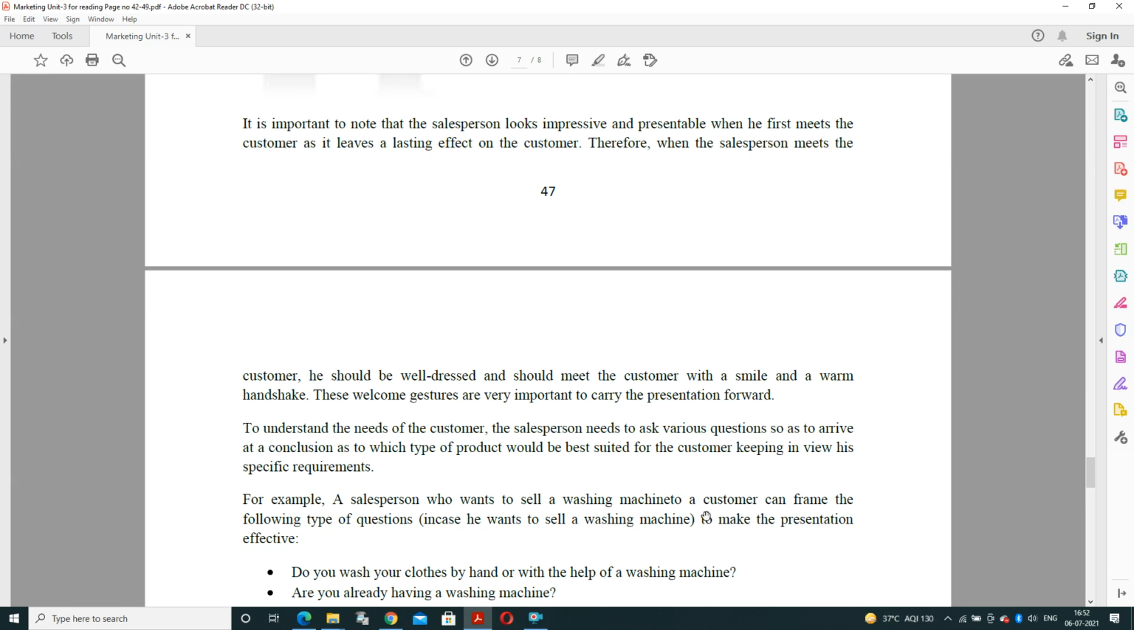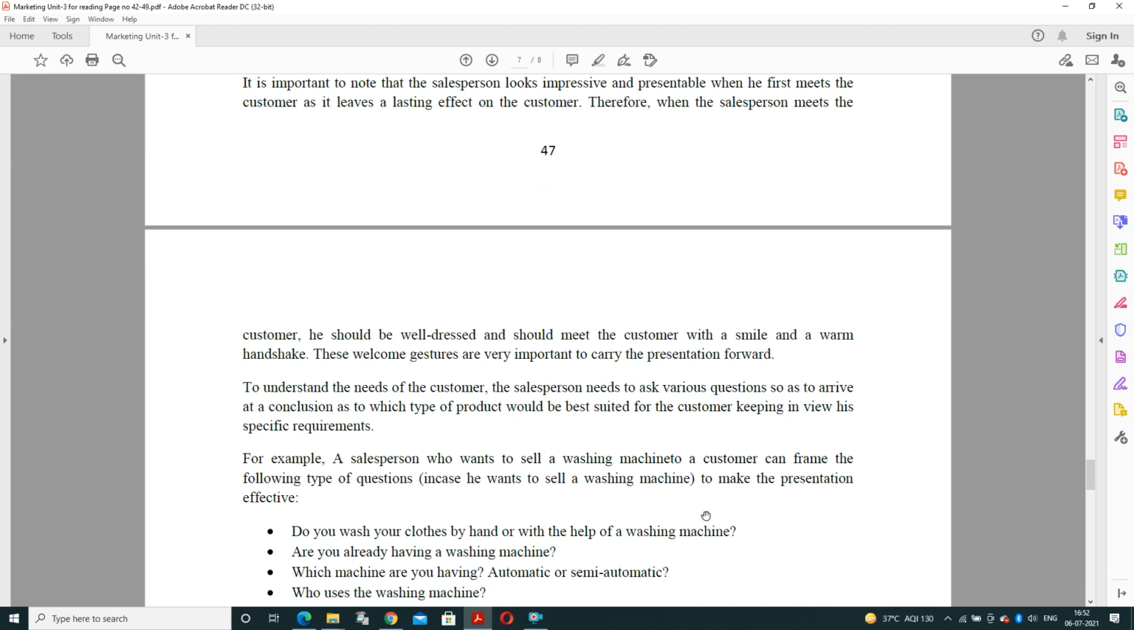To understand the need of the customer, the salesman needs to ask some questions. When we meet the customer, we will try to ask some questions related to the product. Like if you are a washing machine seller and you want to sell a washing machine to the customer, which types of questions can you ask to attract the customer?